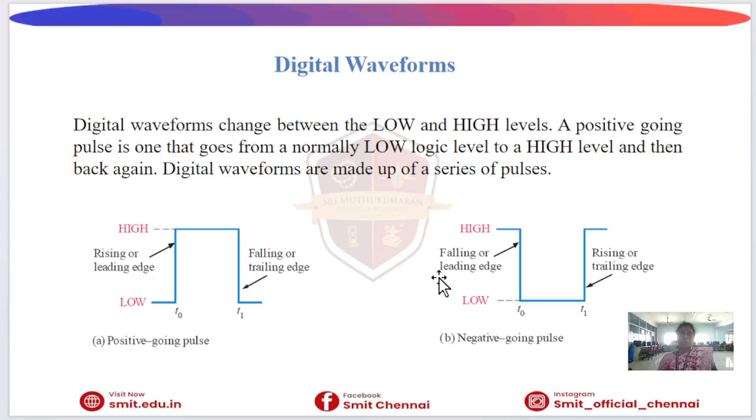High to low to high is a negative pulse, and low to high to low is a positive pulse. The rising edge is the transition from low to high, and the falling edge is the transition from high to low. The pulse width is the duration for which the pulse remains high. The time period is the total time of one cycle. The frequency is the number of cycles per second; for one second, how many cycles are formed, that is the frequency. So these are the digital waveforms.